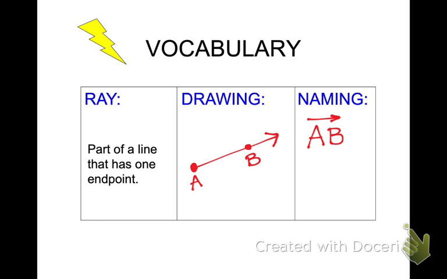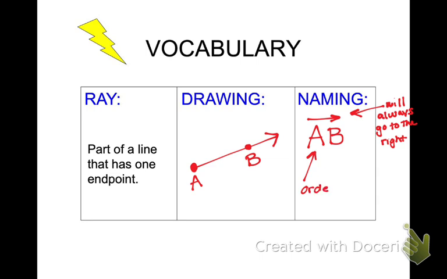Okay. Some key things here. This arrow will always go to the right. Don't have it going to the left. If my ray goes to the left, it's just a symbol that means ray. So it always will go to the right. Don't flip it.